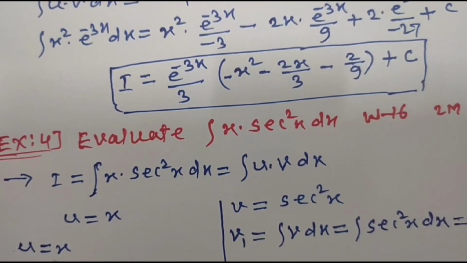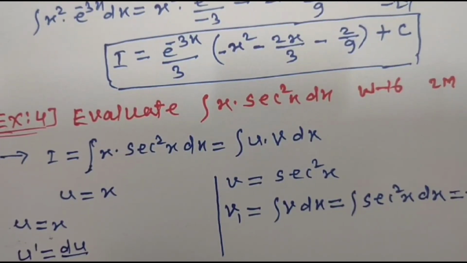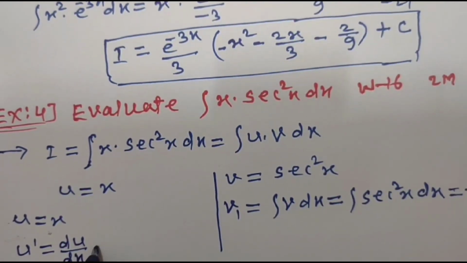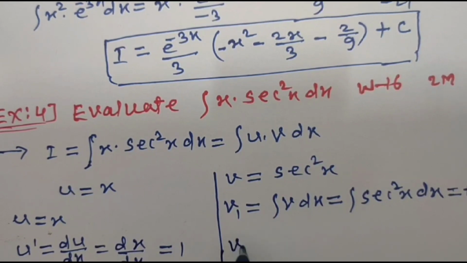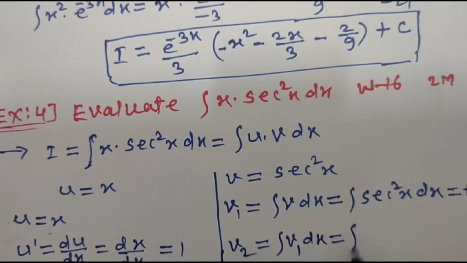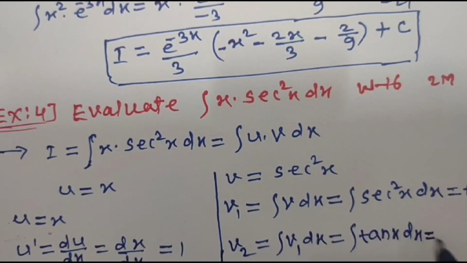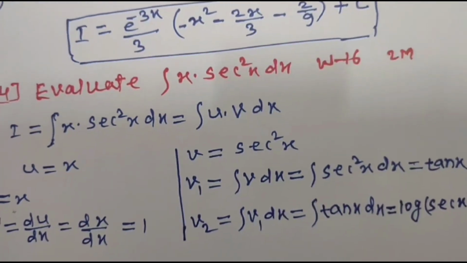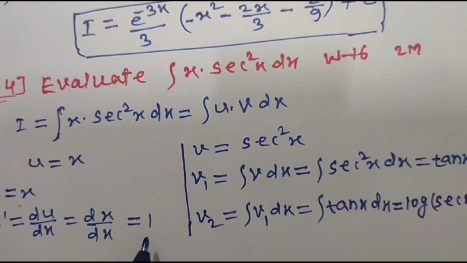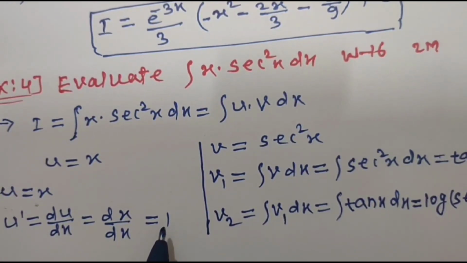Now u dash is equal to the derivative of u with respect to x, which is the derivative of x with respect to x, equal to 1. With this we have to find v2. v2 is equal to the integral of v1 with respect to x, but v1 is tan x, and you know the integral of tan x is log of sec x. Then u dash is constant, so u double dash, the derivative of a constant, will be 0.